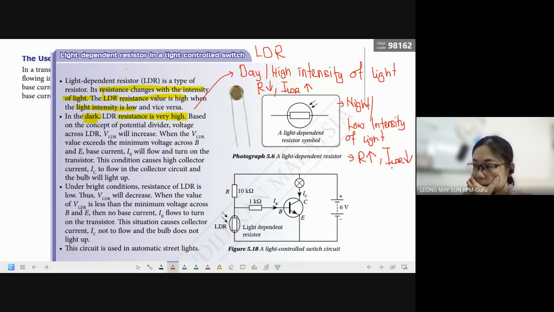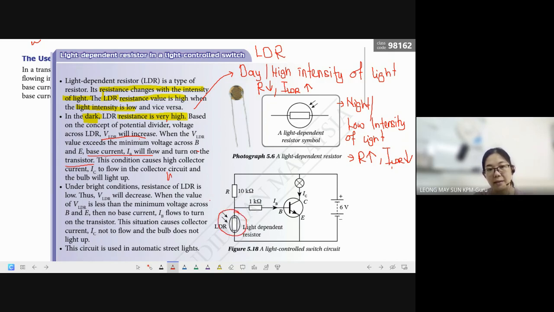Now, okay, based on the concept of the potential divider, the voltage across the LDR will increase. When the resistance is high, the LDR's potential will increase. When the LDR voltage exceeds the minimum voltage across the base and the emitter, the base current will flow and turn on the transistor. Here they refer to the position of the LDR at the bottom, at this part, at the base circuit.